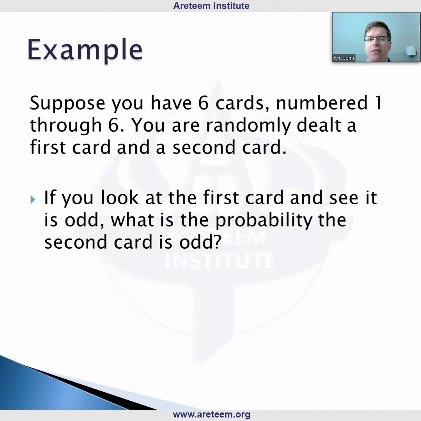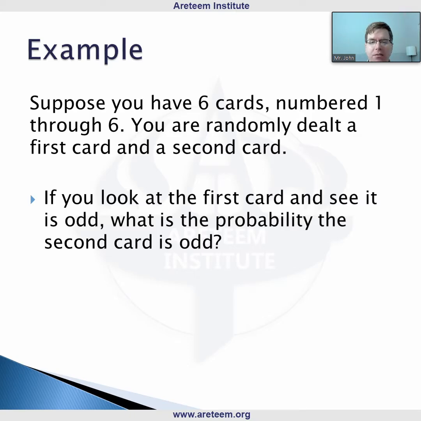Let's look at a few simple examples that all have this same setup. So real simple, we have 6 cards numbered 1 through 6. You're randomly dealt a first card and then a second card, right? So just to be clear, you have both cards there, first and second, you can't get the same card twice or anything like that. So first question, fairly simple. If you look at the first card and see it is odd, what is the probability the second card is odd? This is one of those examples where the conditional probability is simple, right?